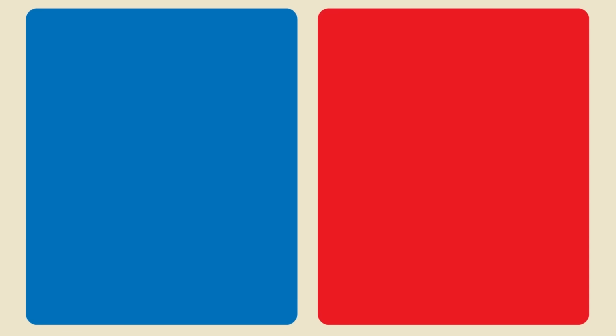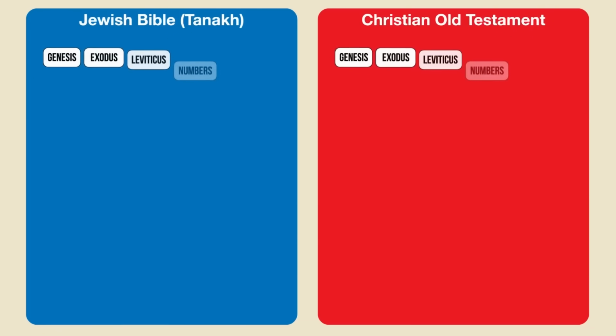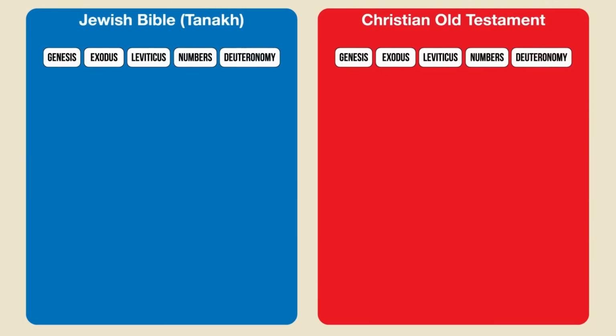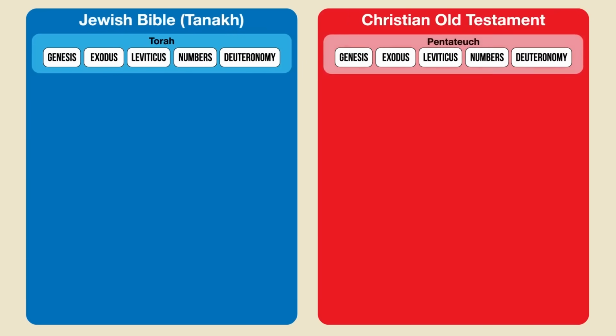So in episode 1, we learned that what Christians call the Old Testament is actually pretty much the same thing as what we Jews simply call the Bible, or the Tanakh. And in both cases, the first 5 books are Genesis, Exodus, Leviticus, Numbers, and Deuteronomy. Jews call these first 5 books the Torah, whereas Christians call them the Pentateuch. But basically, they are exactly the same. Now, like I say, the rest of the Tanakh and the rest of the Old Testament is pretty much the same too. I say pretty much because there are 2 main differences.